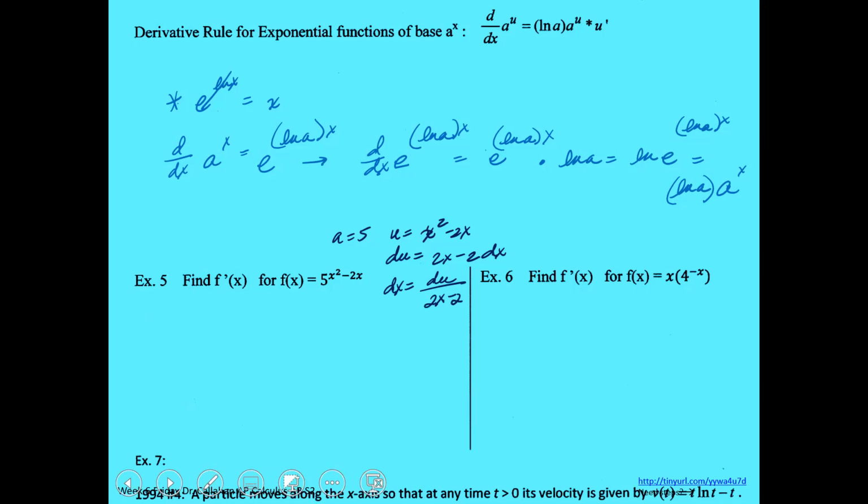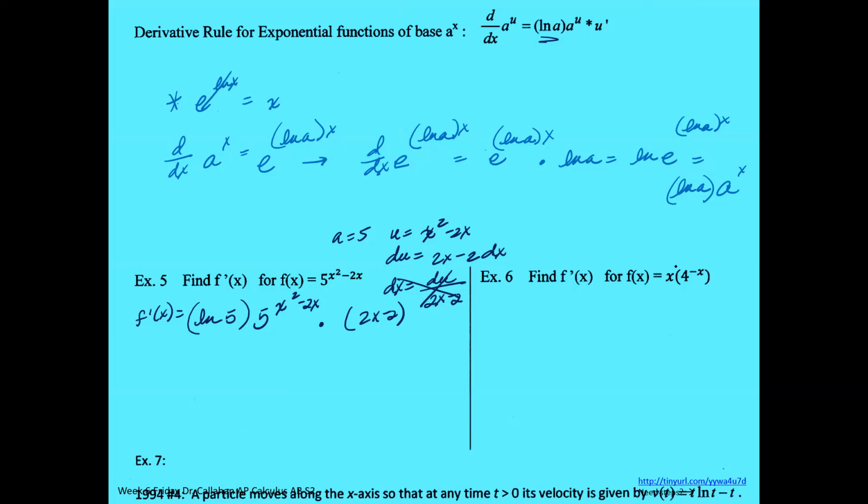Derivative of this is going to give you, okay, so f prime of x is equal to ln a, so that's going to be ln 5, times a to the u, so that's 5 to the x squared minus 2x, times u prime, and my u prime is just going to be 2x minus 2. So technically, I didn't even have to do any of this part right here, so cancel that part out. That's only for integrals. And that is your answer. That's it. It's pretty straightforward. Write it out. Let's take a look at example 6.